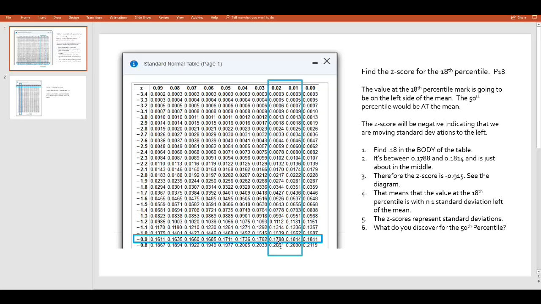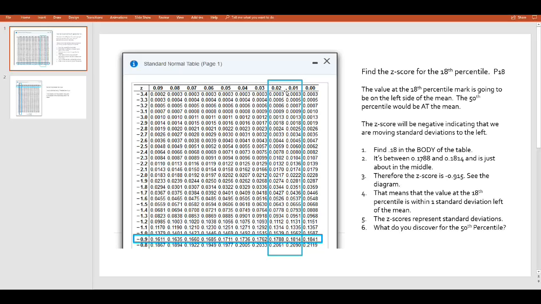If it is exactly in the middle, we're going to read the z-score to 3 decimal places instead of 2. So once I find it, I'm going to look to the left and read negative 0.9. Then I'm going to look up, and I'm going to see that I'm exactly in between 0.01 and 0.02, which means 0.015. So I have negative 0.9 plus 0.015, which would be negative 0.915.